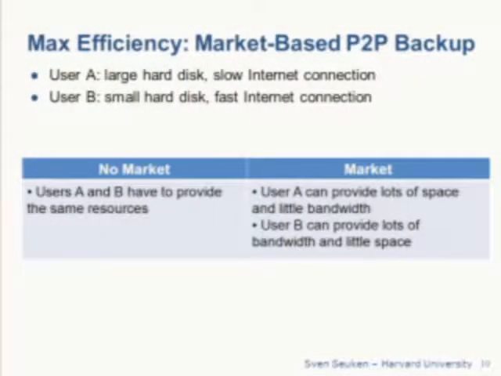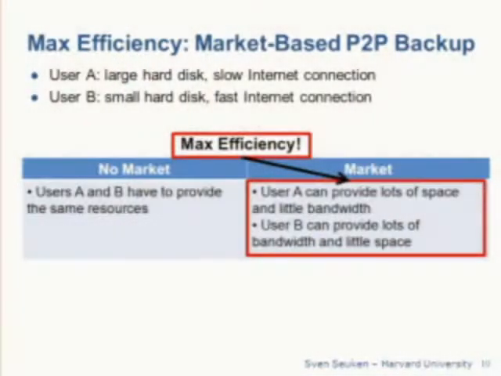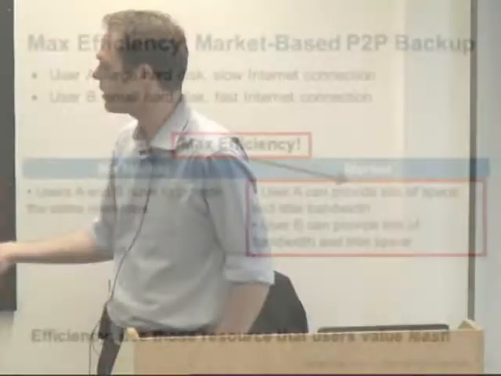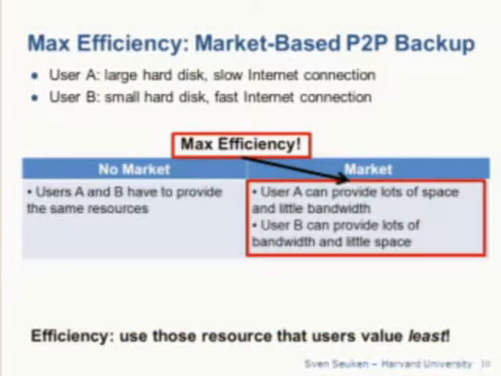If we didn't have a market, then users A and B would have to provide the same amount of resources in return for consuming the backup service. By using a market, we can let them supply different ratios of resources. We can let user A provide lots of space and very little bandwidth, and user B in return can provide lots of bandwidth and little space. In that sense, we are maximizing efficiency, which in this domain means we're going to use those resources that the particular users value least, so the most willing to give those resources up.